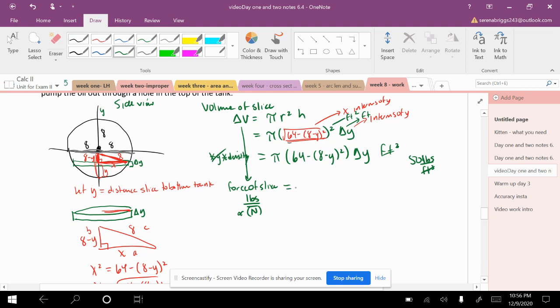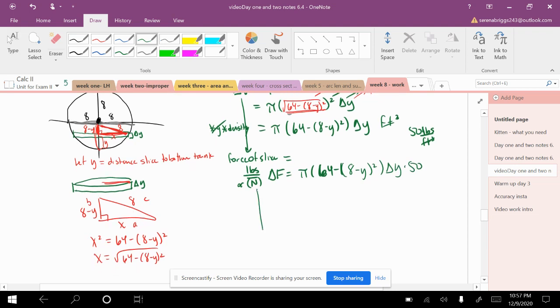But we have pounds. So my force slice, I'll write that as delta F, would be pi times 64 minus 8 minus y squared, delta y, times 50. Now that's force. Now it's time to go to work.